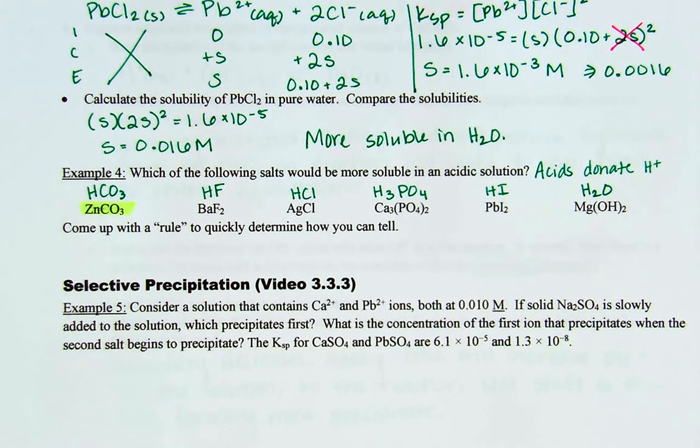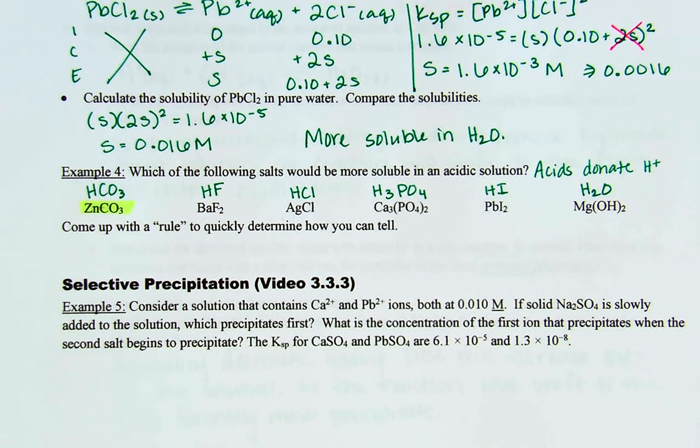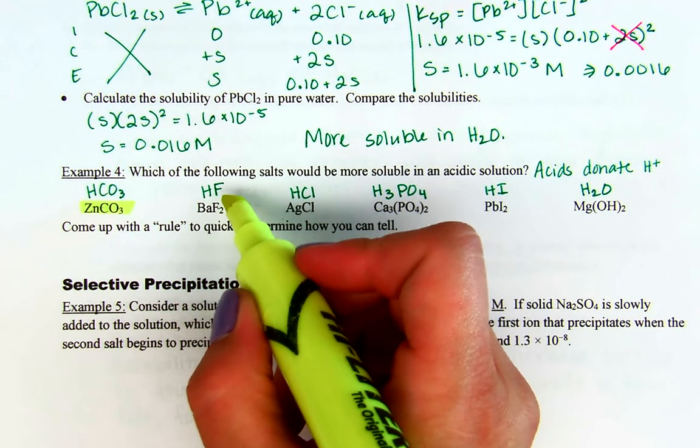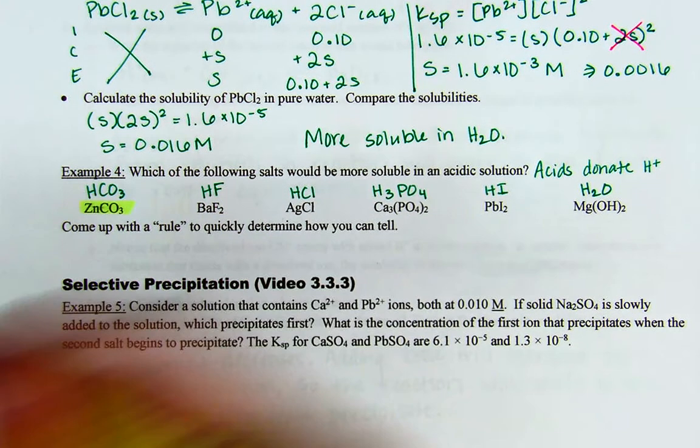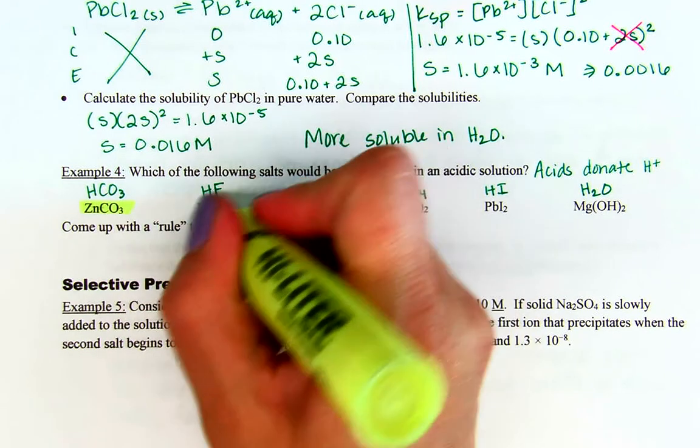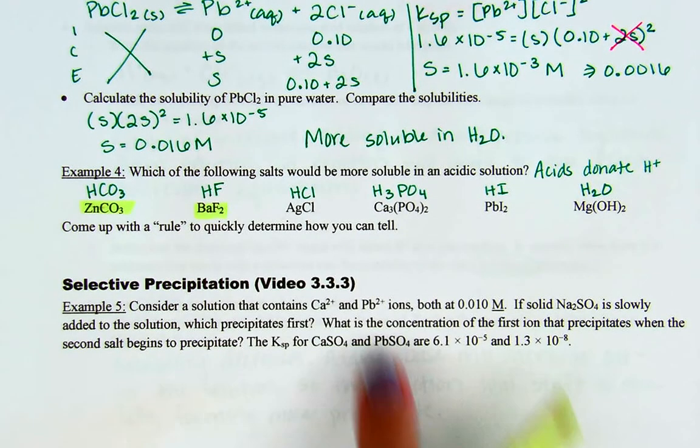I want you to determine which other salts would actually form compounds that don't break up again and pull ions out of solution. Please pause the video and do that now. Okay, so if we form hydrofluoric acid, HF, that's going to pull those negatively charged fluoride ions out of your solution, and that's going to increase the solubility.